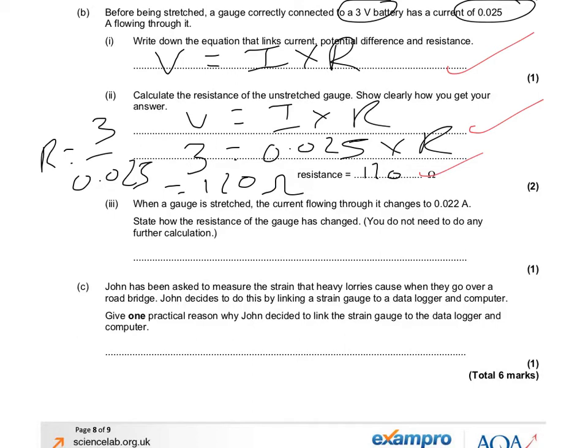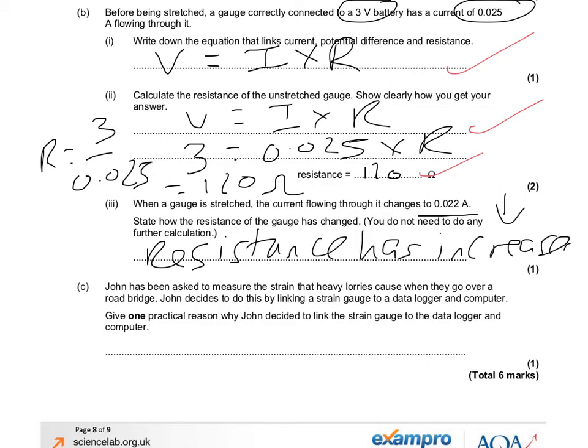So then it says, when the gauge is stretched, the current flowing through it changes to 0.22 amps. State how the resistance of the gauge has changed. You don't need to do any further calculation. So the fact that the current has gone from 0.025 to 0.02 means the current's gone down, so the resistance has increased. Again, that is 1 mark.